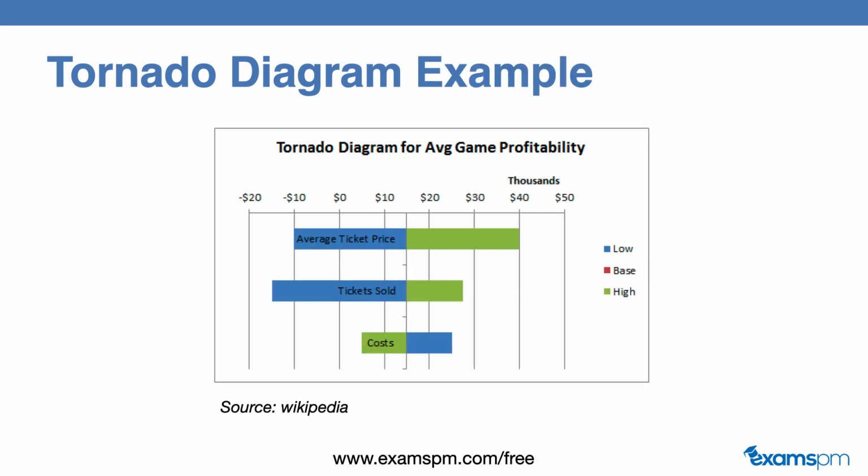Let's now take a look at an example. What we can see here is that this chart has the largest horizontal bar at the top, then the second, and the third is the smallest one, and the shape here looks like a tornado.